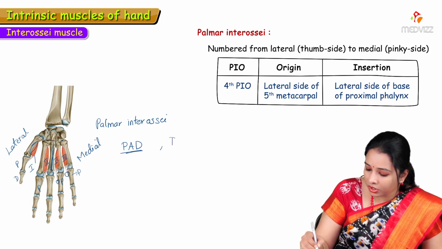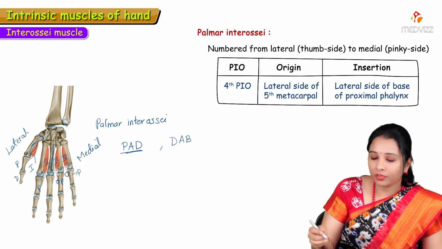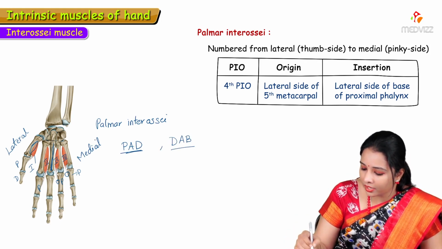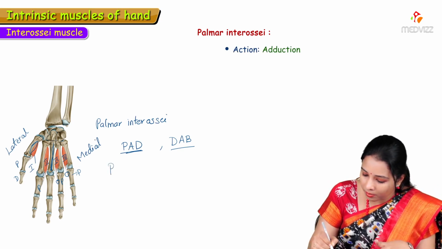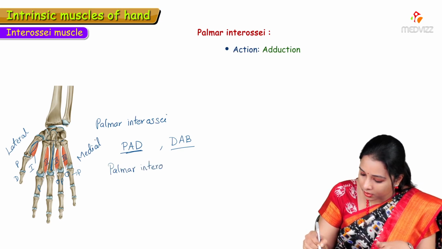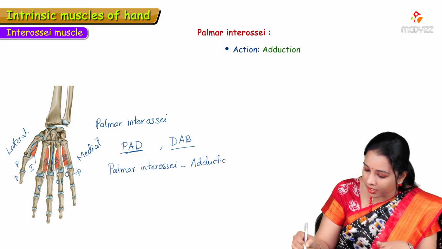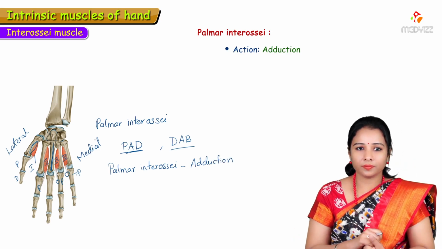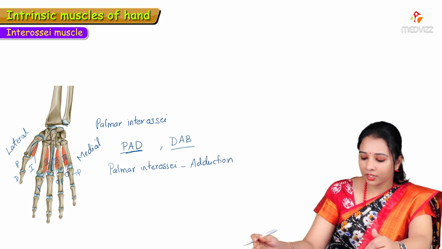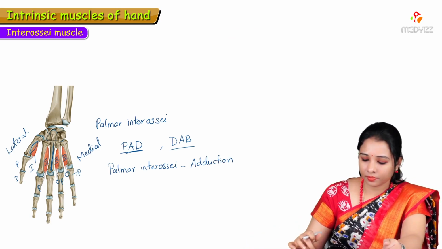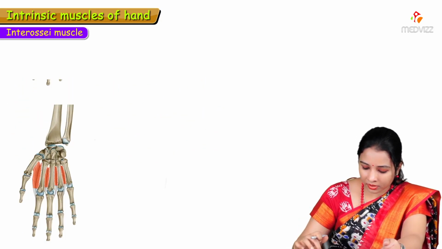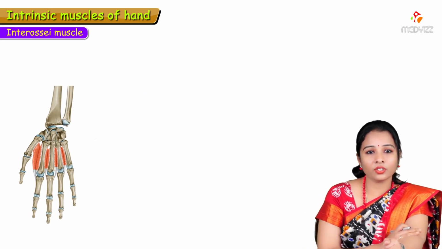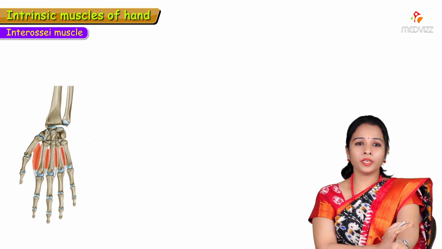And for dorsal interossei, DAB. For remembering the actions, palmar interossei helps in adduction. So its main action is the adduction of the fingers, whereas the dorsal interossei helps in abduction. These palmar interossei muscles are unipinnate muscles, whereas the dorsal interossei muscles are bipinnate muscles.